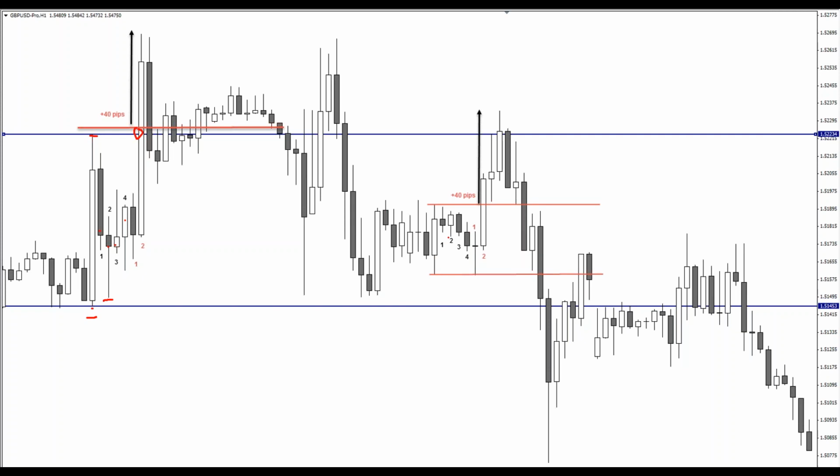Next setup: 1, 2, 3, 4. Let's say hypothetically this candle has 40 pips, and the 4 candles after that make it actually a good master candle. Then the next candle actually breaks out to the upside.